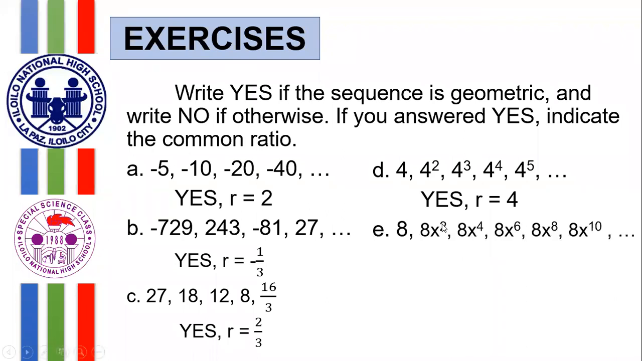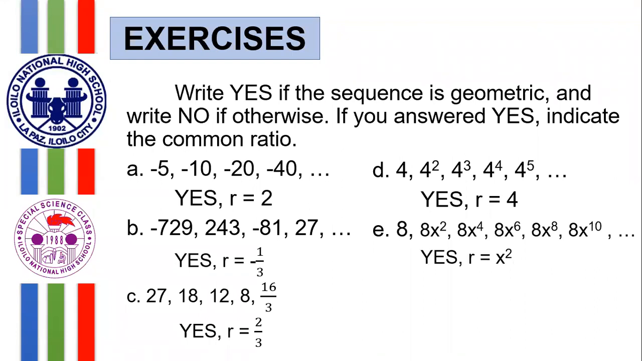How about for letter E? 8, 8x squared, 8x to the fourth, 8x to the sixth, 8x to the eighth, 8x to the 10th, and so on. If you could notice, if you will divide 8x squared by 8, it will give you x squared. 8x to the fourth divided by 8x squared will still give you x squared. You will divide the fourth by the third, it's also x squared. The fifth by the fourth, the sixth by the fifth, you will also get x squared.